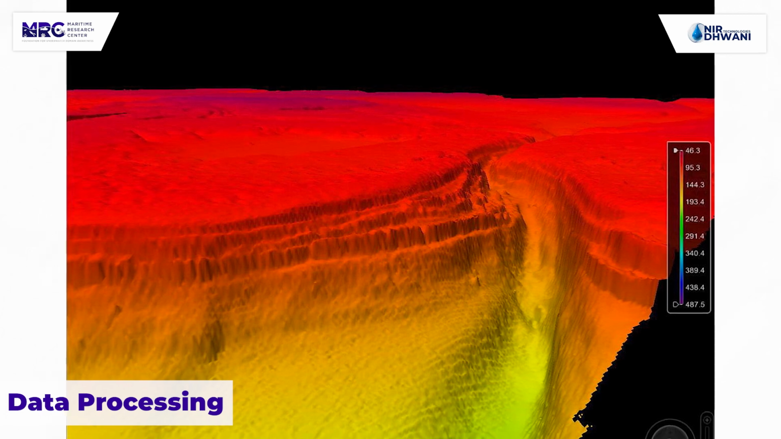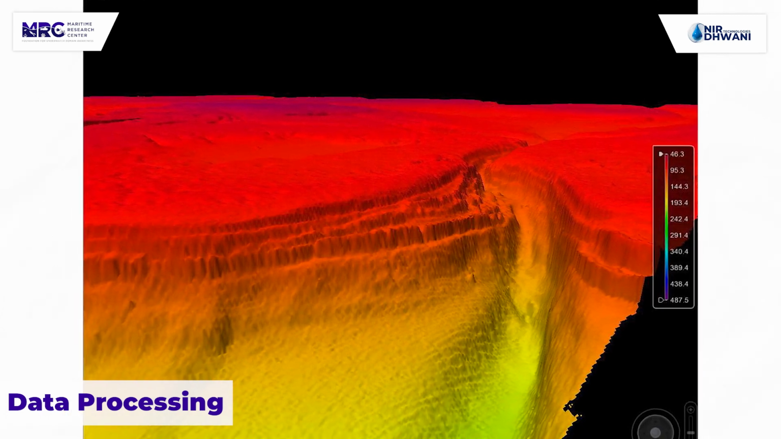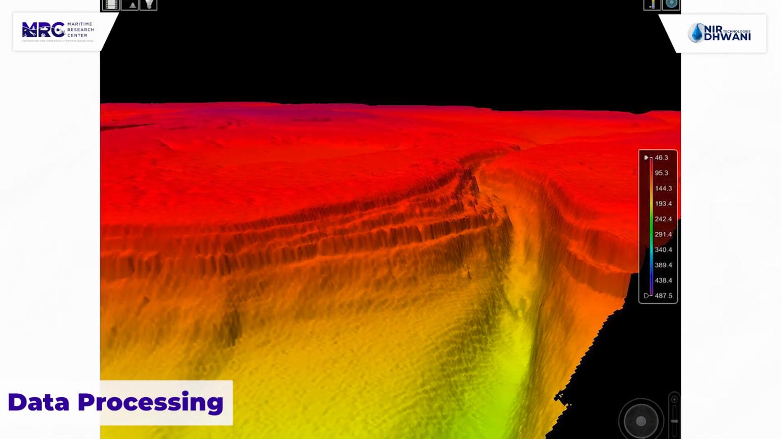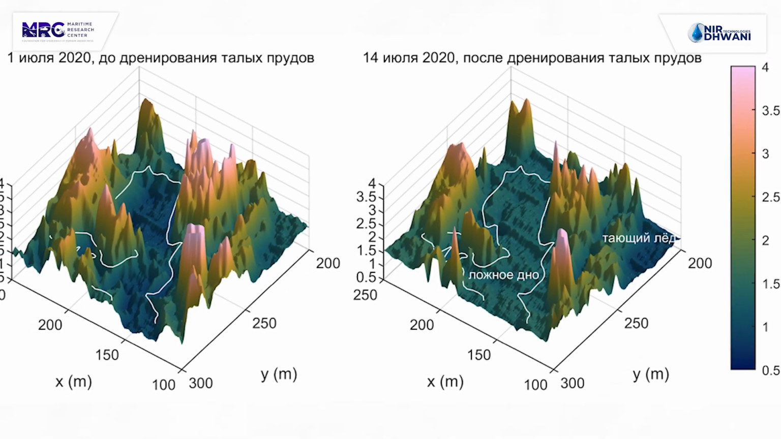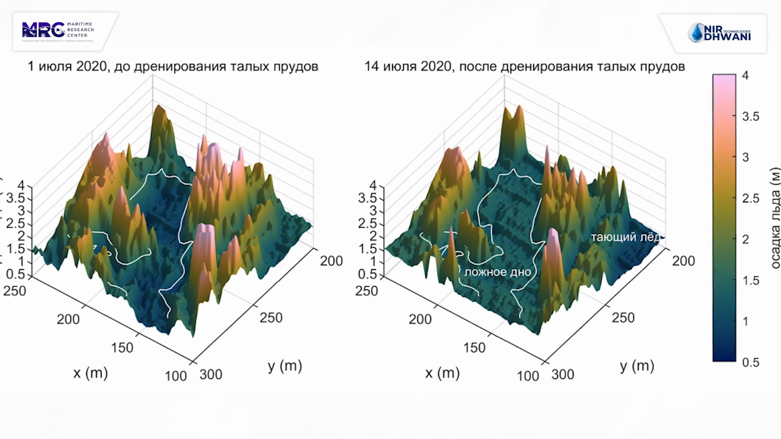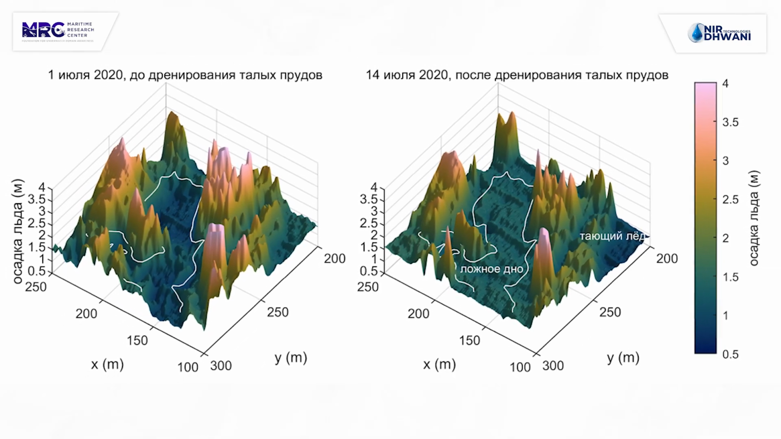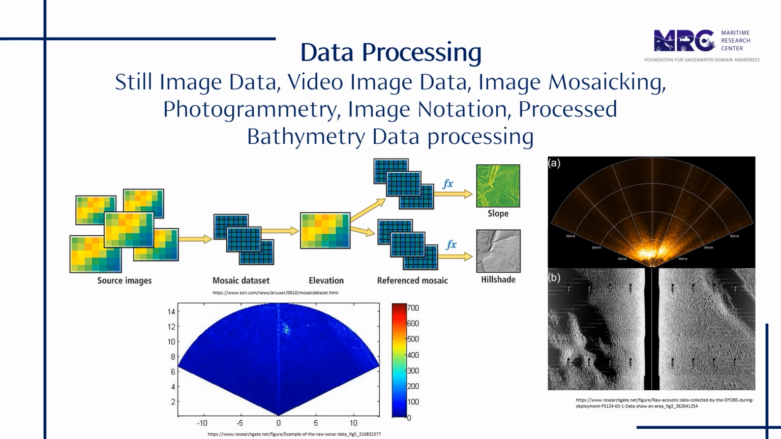Analyzing these acoustic signals demands a specialized skill set which encompasses signal processing, acoustics, oceanography, and domain-specific knowledge. Especially in underwater environments, diverse data types are involved, such as still image data, video image data, side scan sonar data, image mosaicing, photogrammetry, image annotation, and bathymetry data processing. Proficiency in signal processing techniques is vital for tasks like noise filtering, reduction, and raw acoustic data modification. Implementing the processing algorithms and data analysis requires strong programming skills and the integration of AI and ML processes as well.